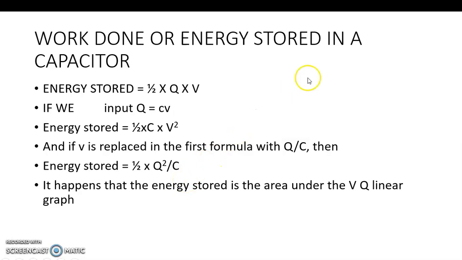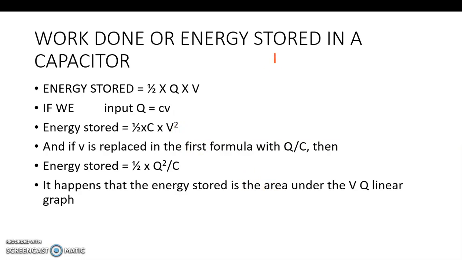Work done on energy stored in a capacitor. Well, the energy stored in the capacitor is half QV. If we input Q is equal to CV, then we are going to get half times C times V squared. And if we replace V with the first formula, Q over C, then energy stored is half Q squared over C. It means that in physics, we have three formulas for representing the energy stored in the capacitor.